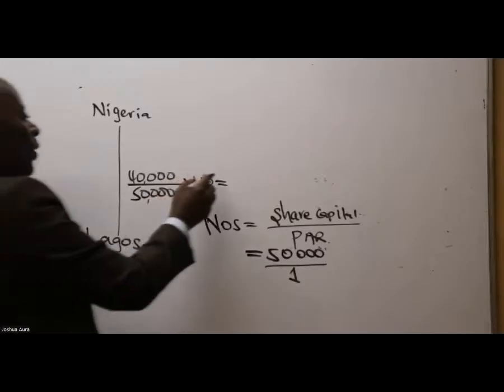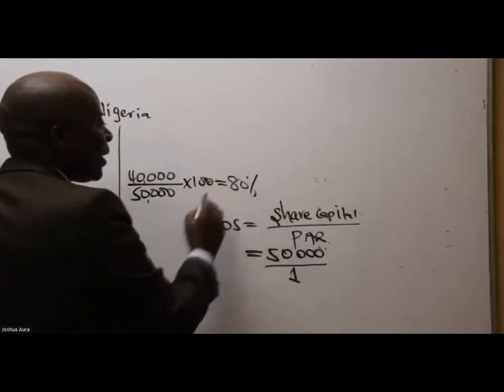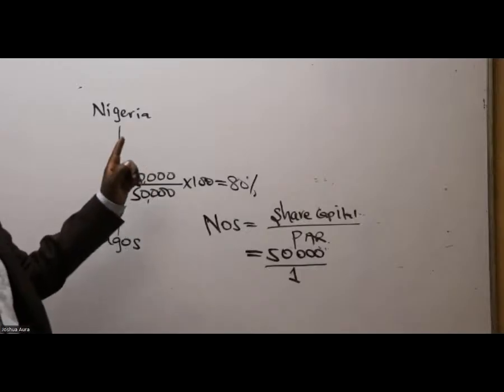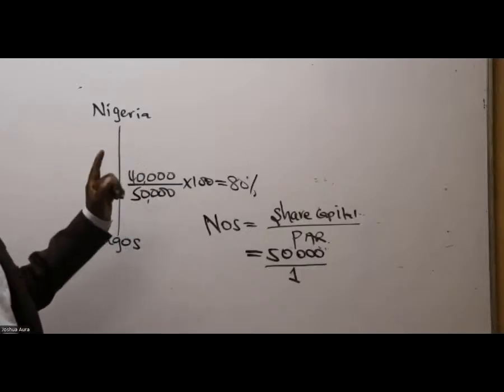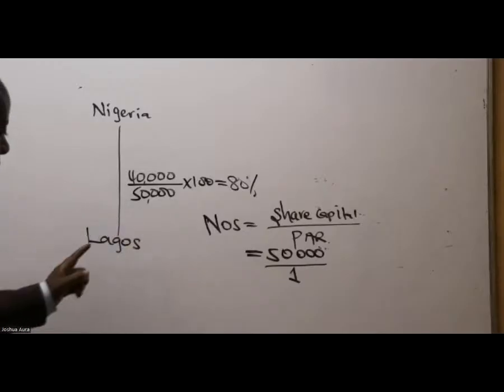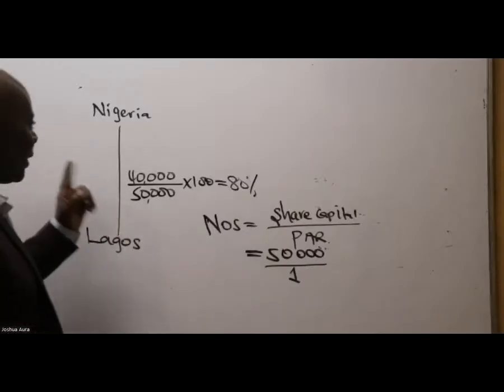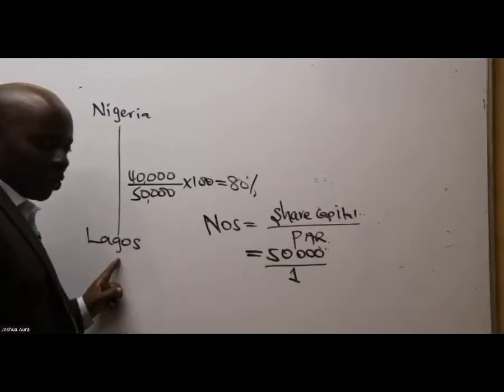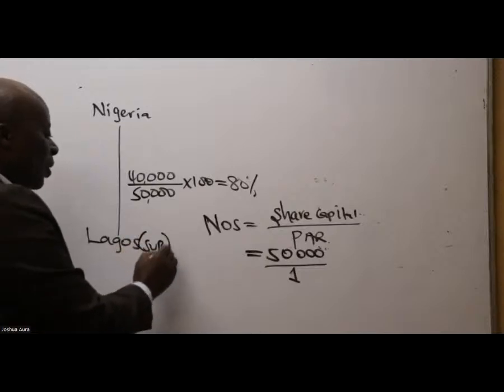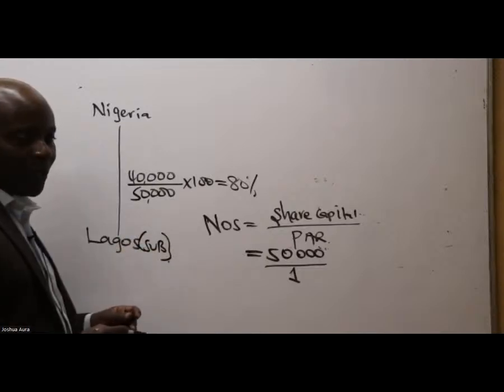So what do you think of 80%? Don't you think 80% is way too high? Automatically, that means what here? Control. It means that Nigeria is controlling Lagos. It means that Lagos automatically becomes our subsidiary.